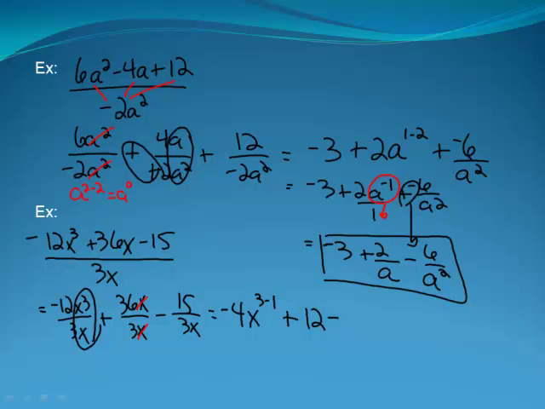minus 15 divided by 3 is 5, and that's divided by x, which is down in the denominator, and there's nothing you can do with that. Clean that up. You've got negative 4x squared plus 12 minus 5 over x as your final answer.